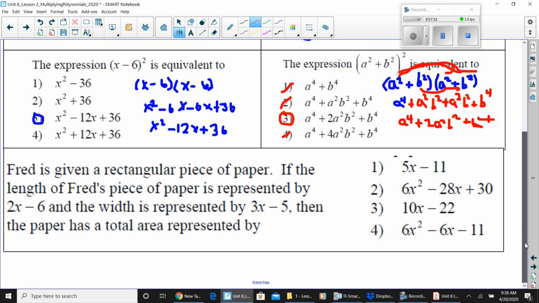Okay. Try to see if you could do this. Remember, the key word here is rectangular. This is basically a rectangle, and you could draw that rectangle. The length is represented by 2x minus 6, and the width is represented by 3x minus 5. They want the total area, so just think about what you have to do to find area of a rectangle. Press pause now.